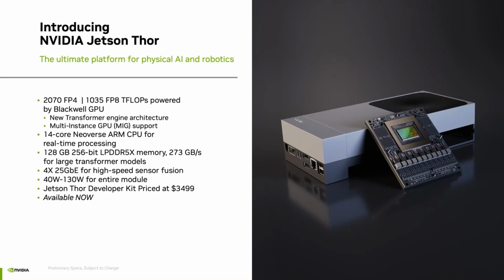It provides up to 2070 FP4 teraflops of performance and is powered by the Blackwell GPU architecture. We've also increased the memory bandwidth as compared to the previous generation. It supports up to 273 gigabytes per second of memory bandwidth. This is tremendously useful when it comes to processing multiple sensors, such as we see in the applications today. The Jetson Thor module and the Jetson Thor developer kit are available now to purchase, so you can start your development on them.